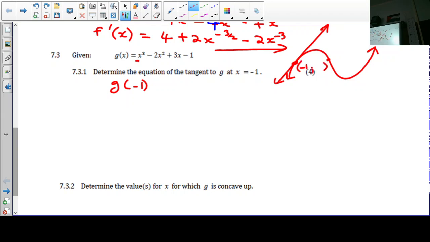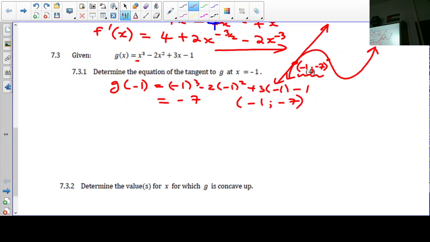I need to have that in order to calculate my c value for the equation of the straight line. So by substituting negative 1 into this, we'll get negative 1 cubed minus 2 times negative 1 squared plus 3 times negative 1 minus 1, which gives me negative 1 minus 2 is negative 3, negative 6, negative 7. So this point here is negative 1 and negative 7. That's the point of contact. That's the first thing we need to do.